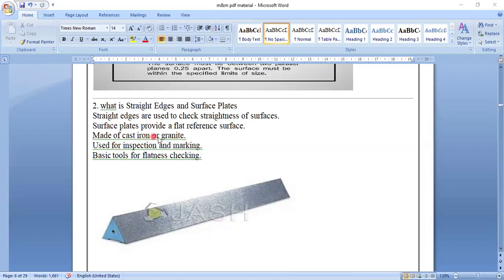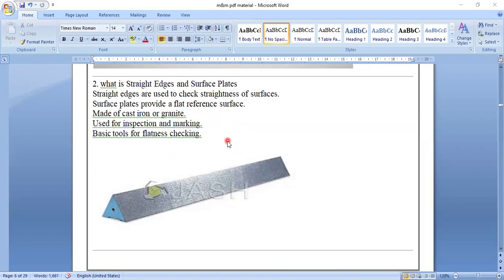So a surface plate provides a flat reference surface. So flatness we want. We don't want rough surfaces. We want straight edges and also a straight plate. These edges also we want to make straight, and the surface also perfectly flat.